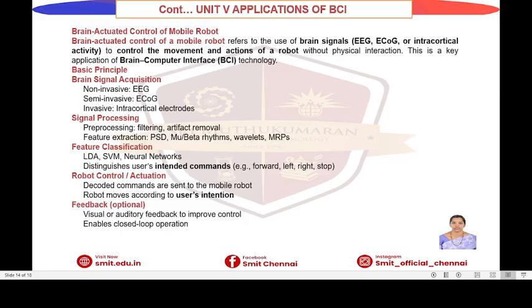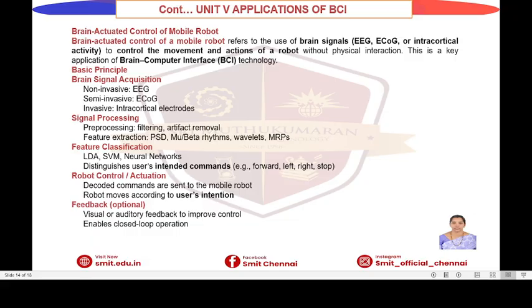So the basic principle behind this is, first, we need a brain signal, which may be any technique, non-invasive, semi-invasive, or invasive. Then we do the signal processing, that is pre-processing. By using filtering we can remove the noise, and artifact removal is there. Then feature extraction, where we extract the important features with the help of PSD and wavelet. Next is feature classification, using LDA, SVM, and neural network techniques. Fourth is robot control and actuation.